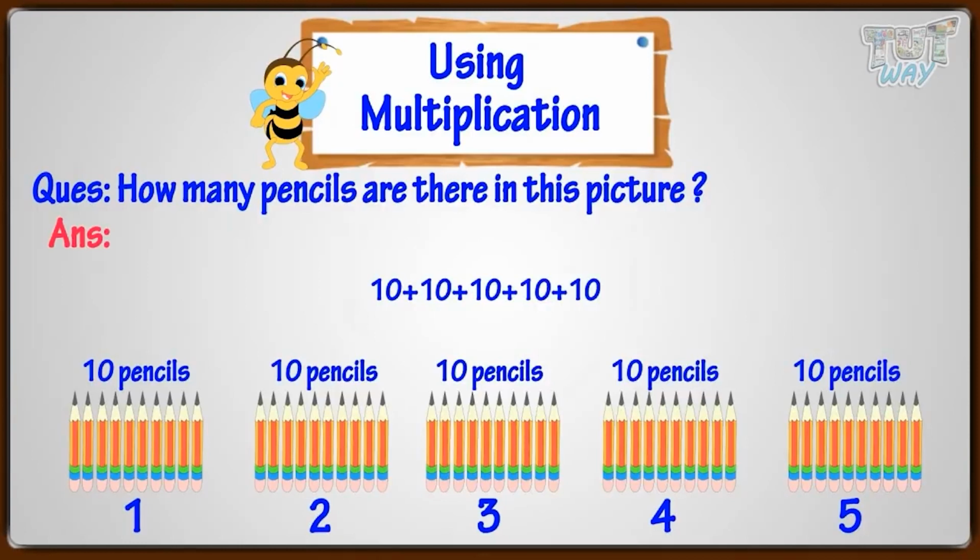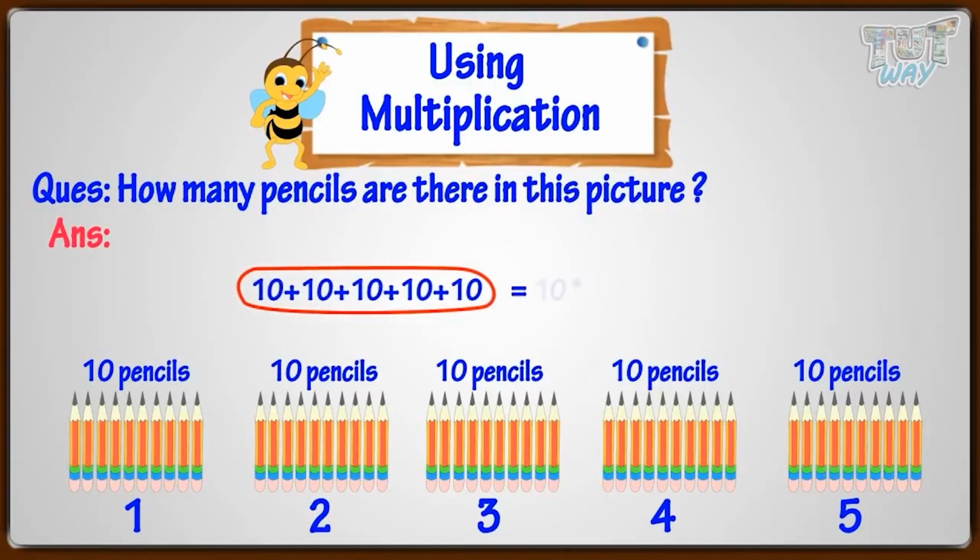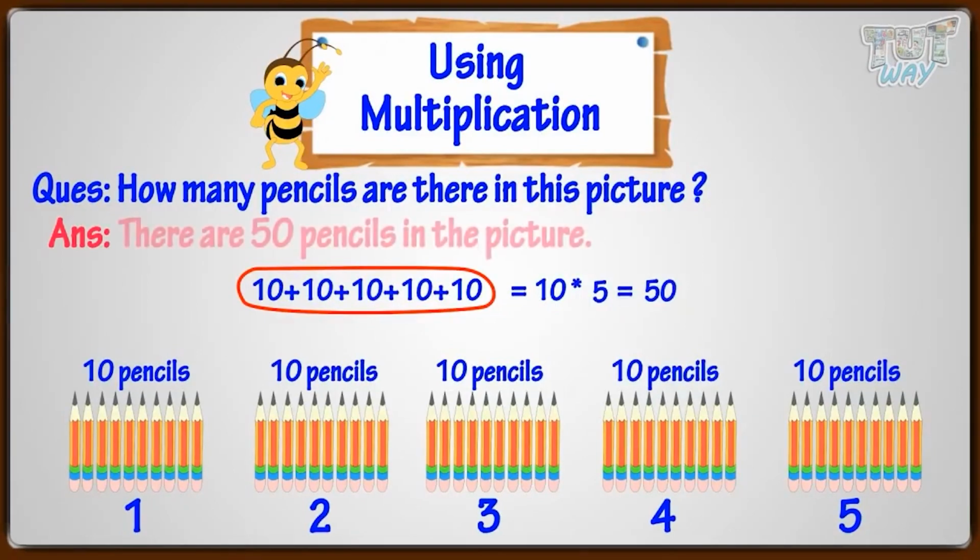Remember, we use multiplication for repeated addition problems. So, instead of adding 10 5 times, we can multiply 10 with 5. So there are 50 pencils in the picture. Isn't it easier?